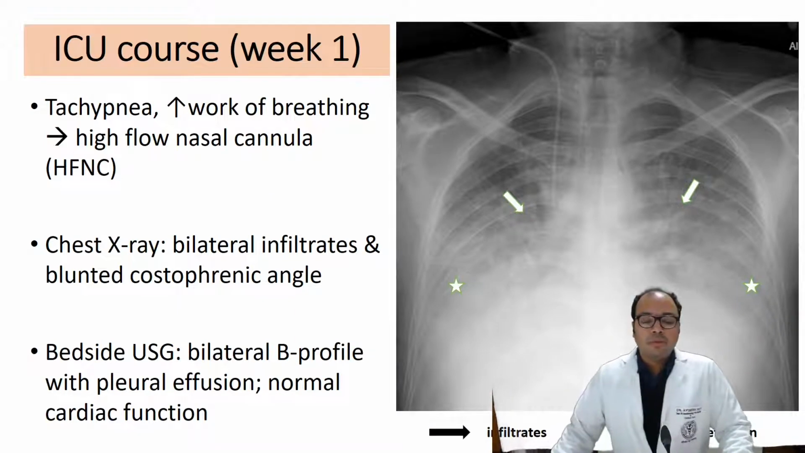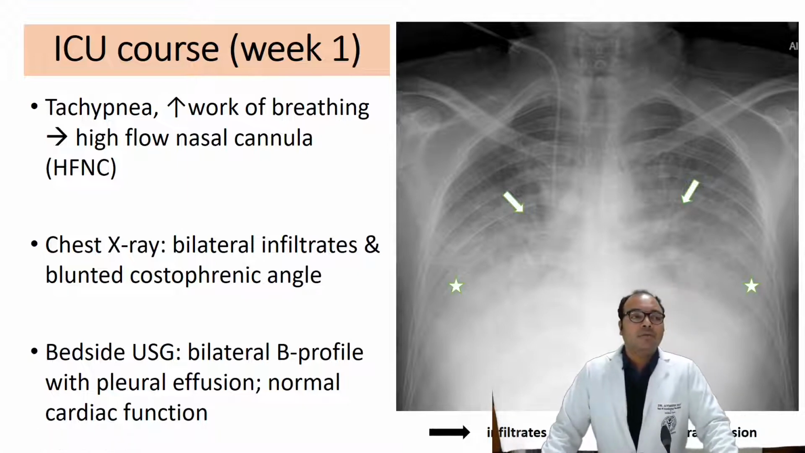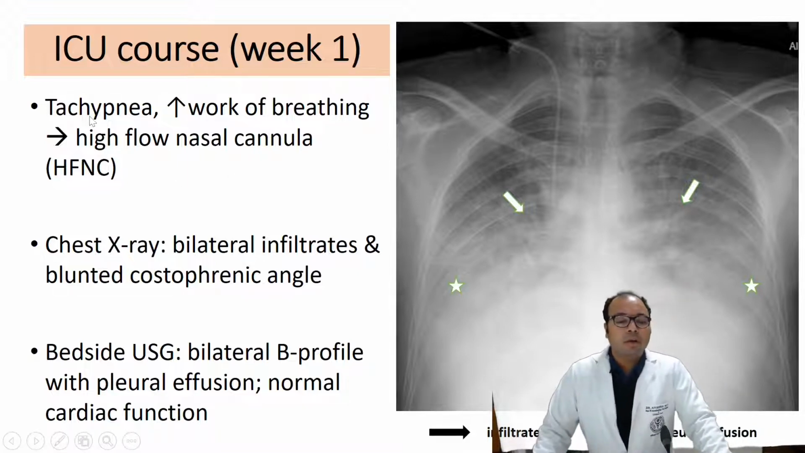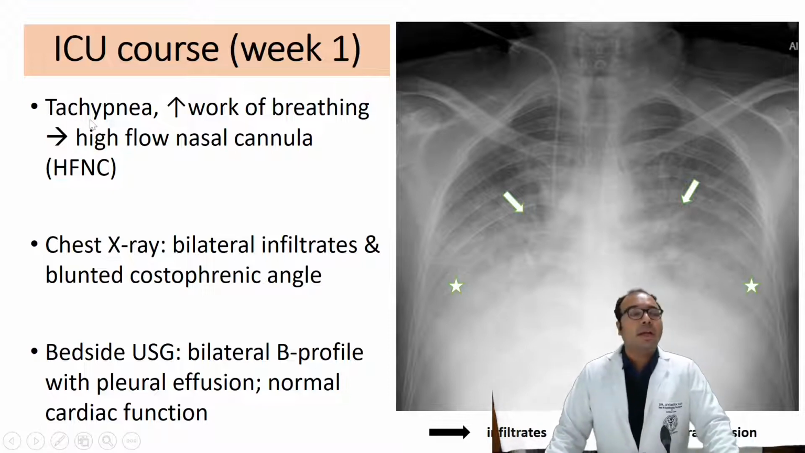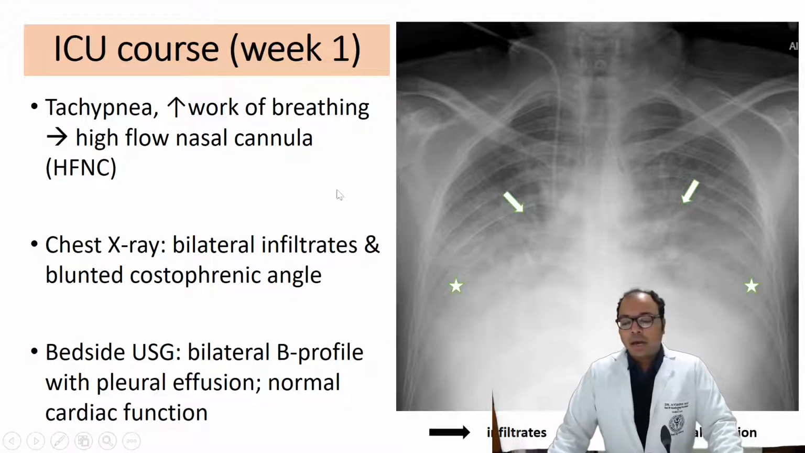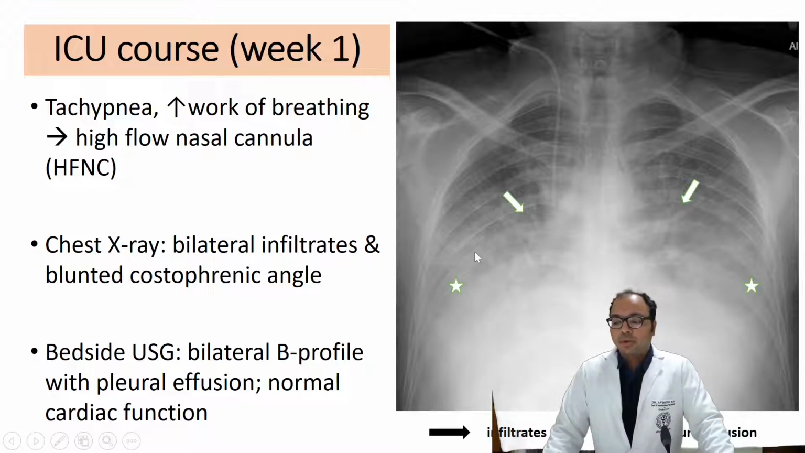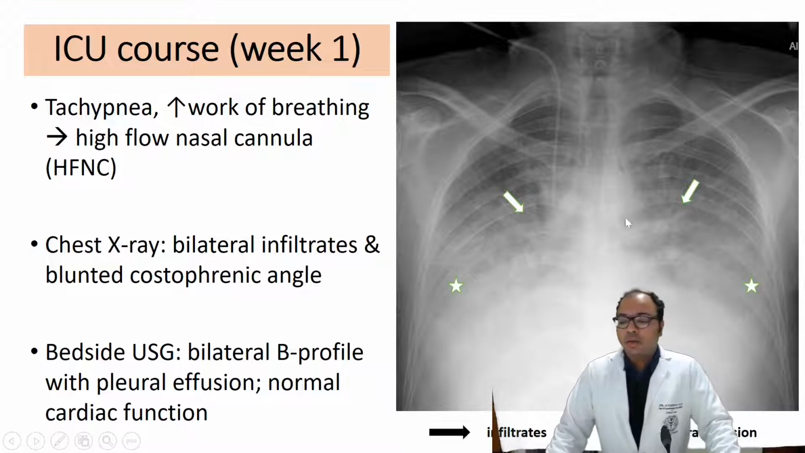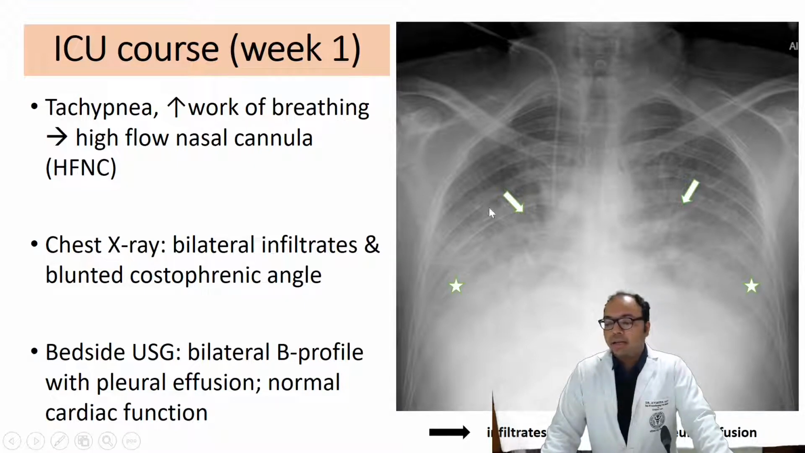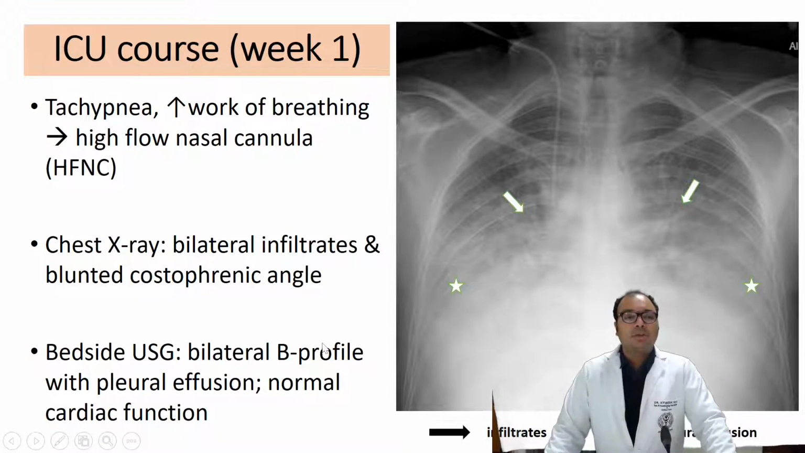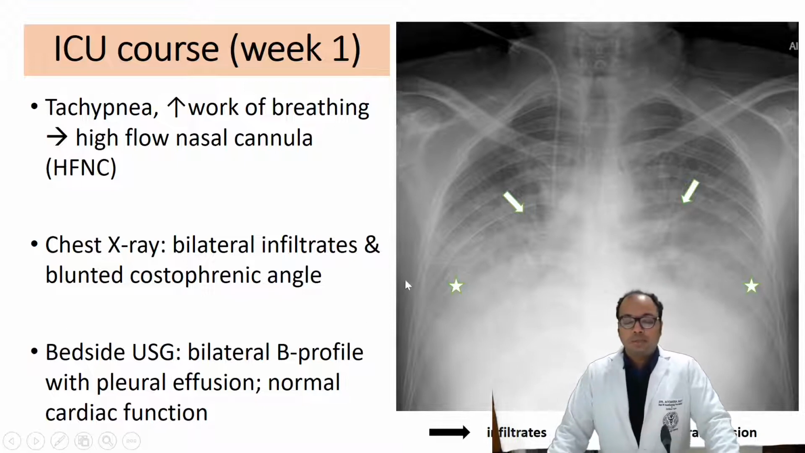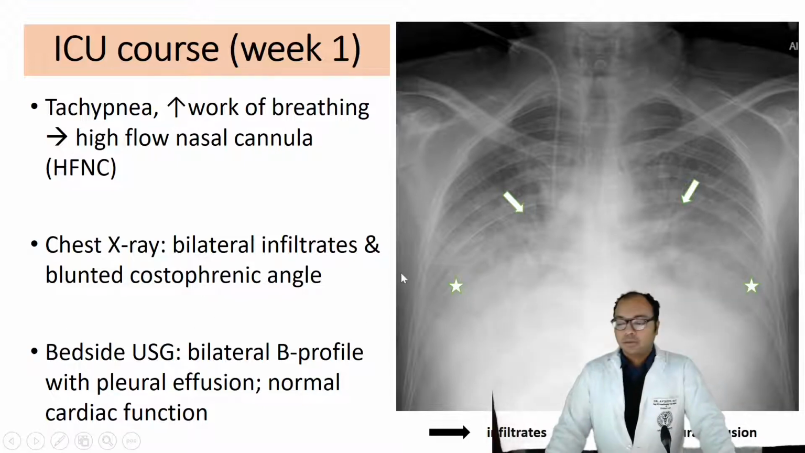However, in the following few days, the patient developed respiratory distress, and there were signs of increased work of breathing. So we had to employ high flow nasal cannula to take care of the increased work of breathing. This is an X-ray obtained after a few days of ICU stay, at the time of worsening, where we see bilateral chest infiltrates and blunting of the bilateral costophrenic angles, suggestive of bilateral pleural effusion. The same findings were corroborated with a bedside ultrasound, which also showed a bilateral B profile with bilateral pleural effusion. Cardiac function at this time was normal.